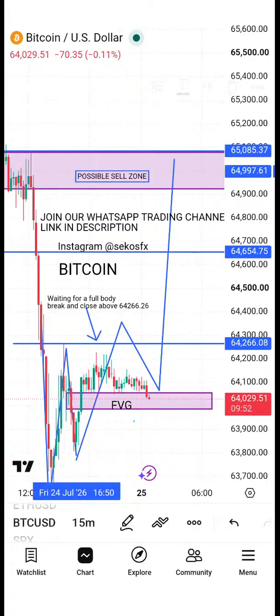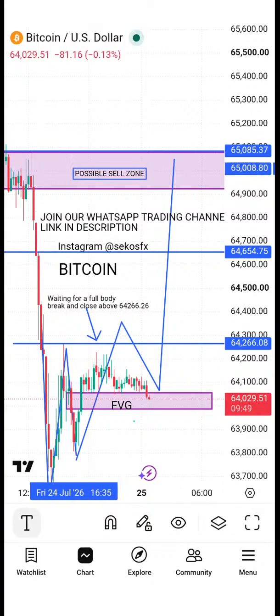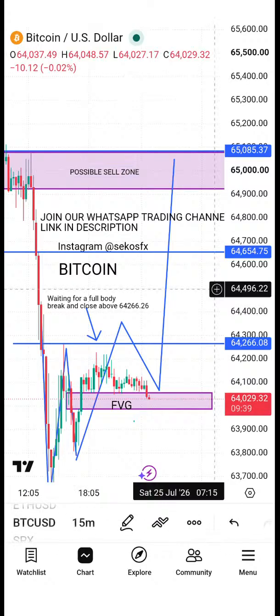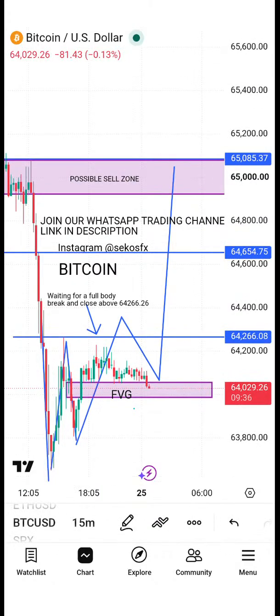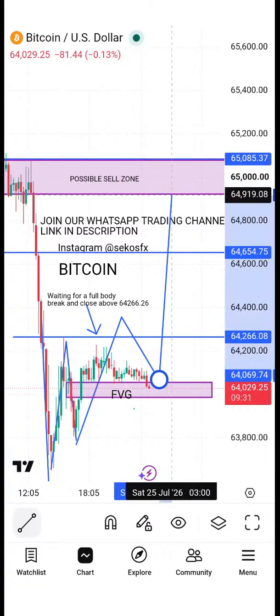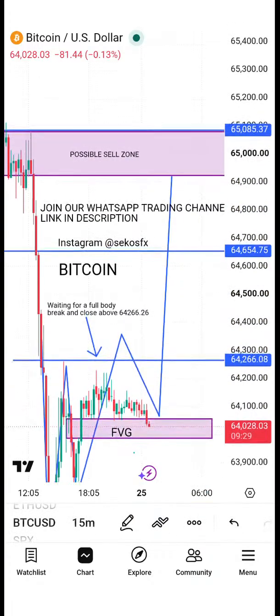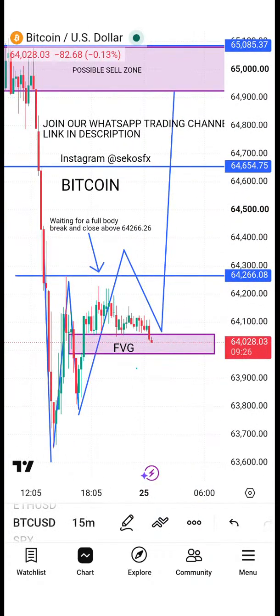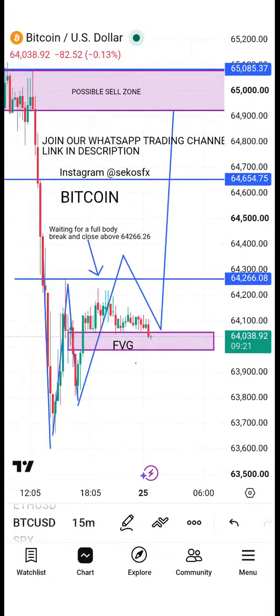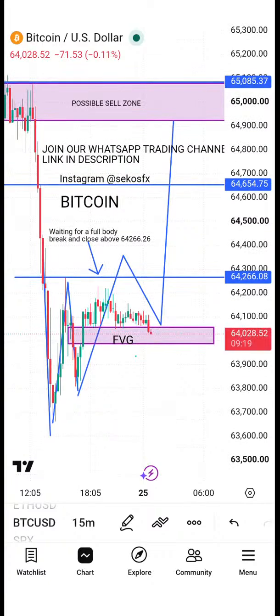This is the only area that I'm comfortable with the sell. So only area, unless we are going to have a breakup block there.